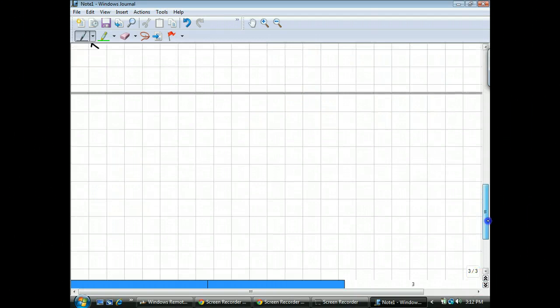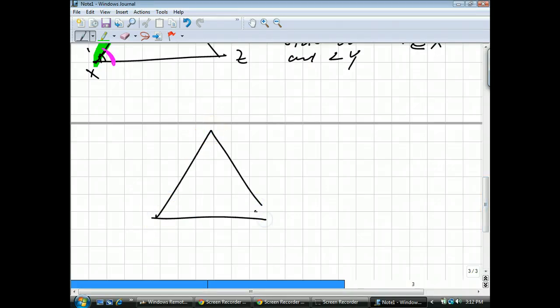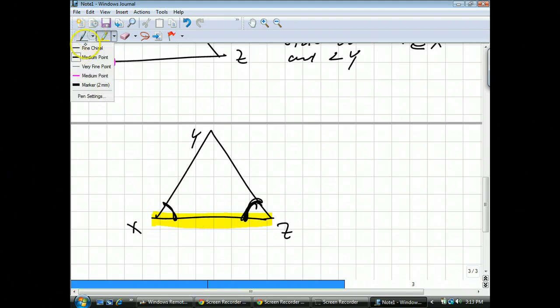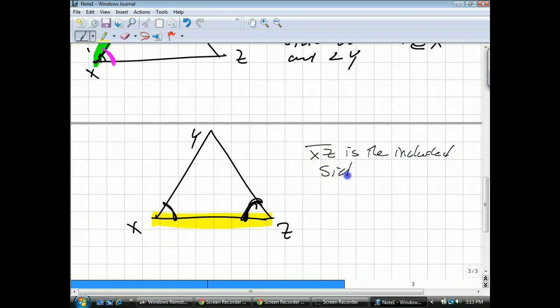Okay, so if I was talking about angle X and angle Z, the included side would be XZ. So segment XZ is the included side between angle X and angle Z. So notice again that we're talking about, here's an angle, side, angle. Okay, so it's important where it is.